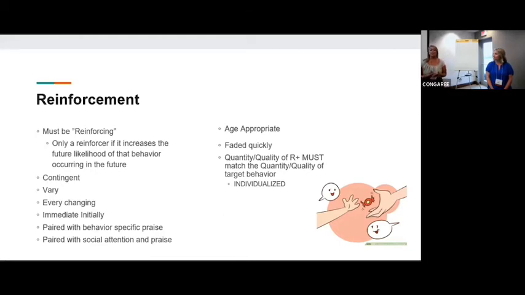So if the good job or a high five or a conversation is a reinforcer for doing something positive, but I'm also giving them that same type of social attention when there's a problem behavior, it's not going to be as meaningful anymore. So we really want to make sure it's actually contingent on the behavior that we're looking for occurring. It needs to vary.